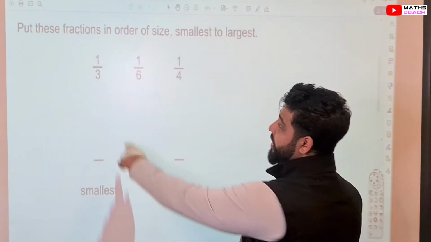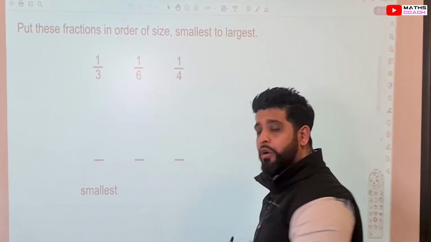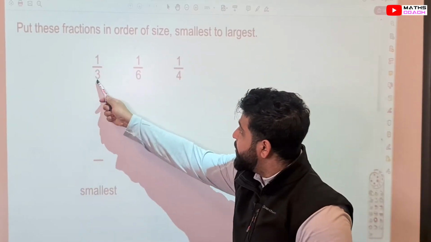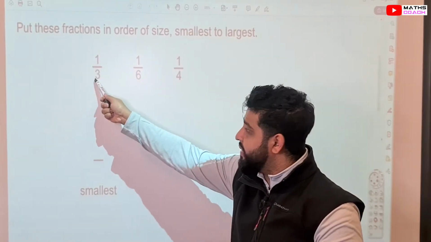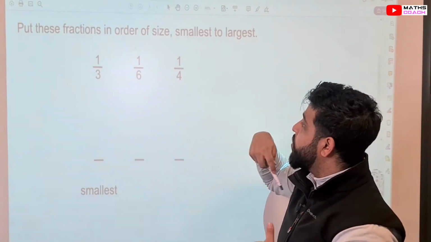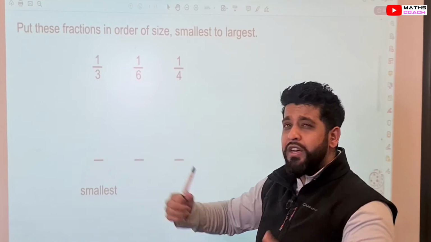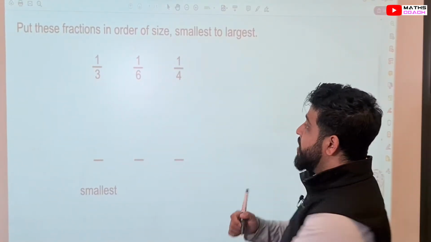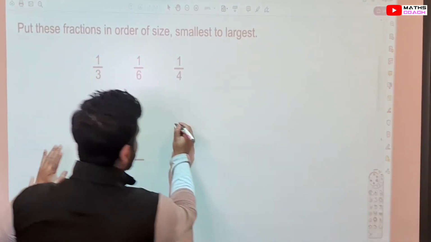So what do we have? We have 3, 6, and 4. What's common between all of those numbers? Well, 3 can become 6 easily by multiplying by 2, but then we have to consider the 4 as well. So what is common between all 3 of them? The lowest common multiple is 12. So we can make all of them have a denominator of 12.